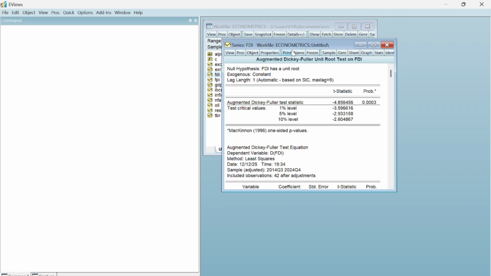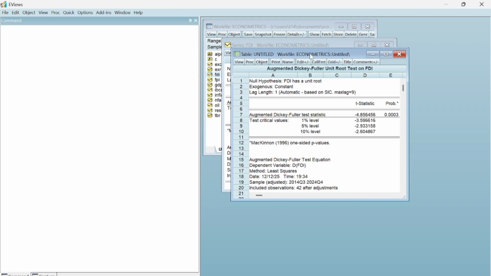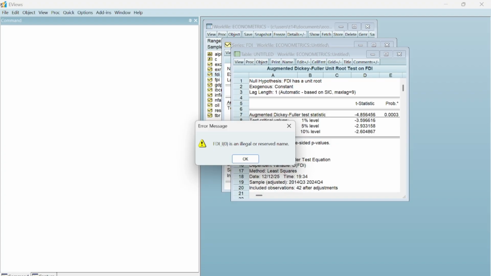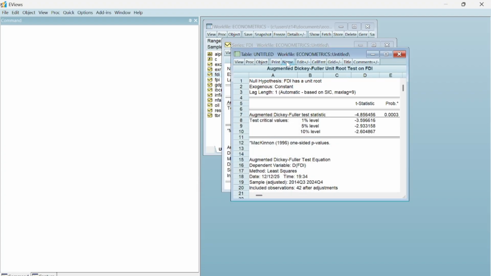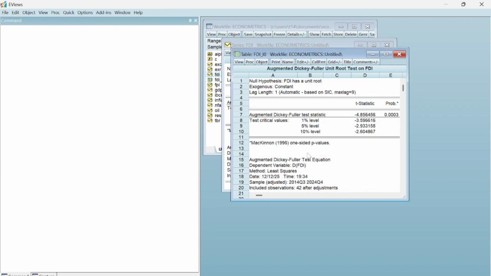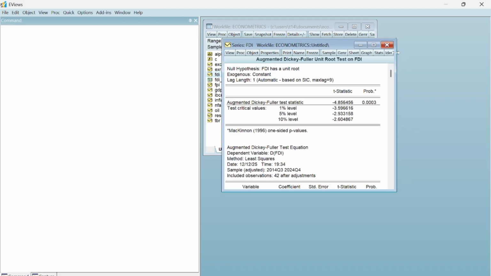Most times you can freeze and then name the variable. Let's say FDI_I0, which means it is significant at level. Okay, this is an illegal name. You see, if you select the kind of names you use, you have FDI_I0, so you don't have to use brackets. So you've saved it. This is for FDI.